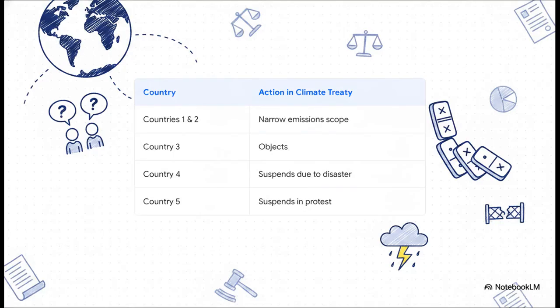Moving on to the second written sample, honestly, this one is an absolute international law nightmare regarding a climate treaty. Mapping out the actors really helps us see the breakdown here. We have 4 or 5 countries interacting. Countries 1 and 2 attach side statements narrowing their responsibility. Country 3 objects. Then, Country 4 suspends its commitments, citing a natural disaster emergency. In retaliation, another country responds by suspending its own commitments in protest. It's basically a domino effect of international legal actions.